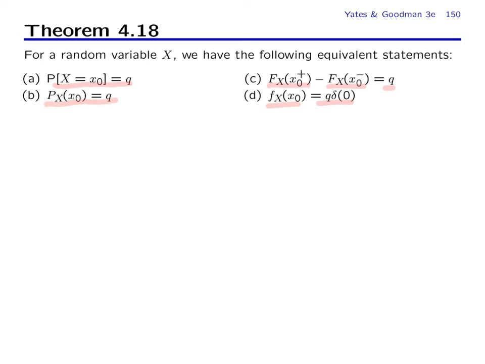Version D sometimes looks funny to people, but the way to think of it is that fx of x0 is equal to q delta of x minus x0 evaluated at x equals x0. So it's q delta of x0 minus x0, equal to q delta of 0. The thing to keep in mind here is that what the delta function is really doing is serving as a bookkeeping device for keeping track of the fact that this random variable x has a non-zero mass probability at x0.